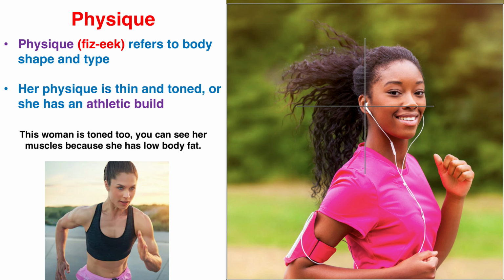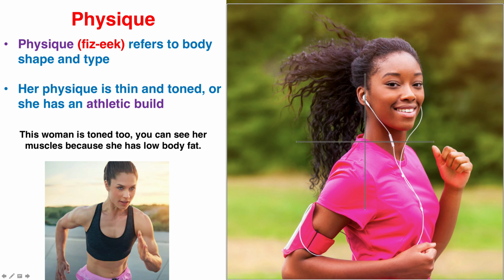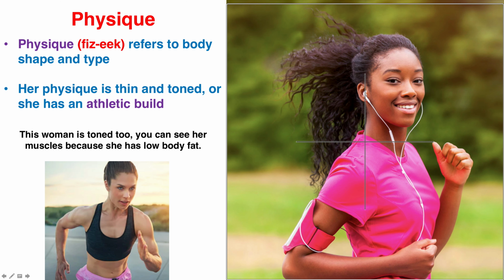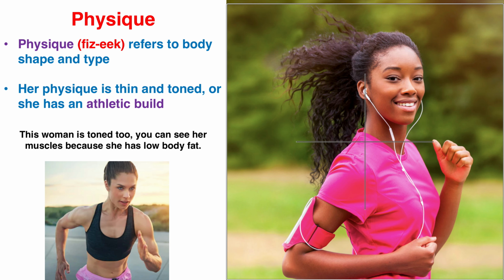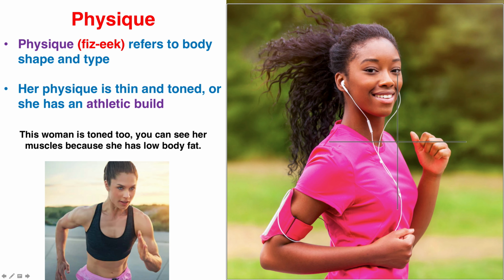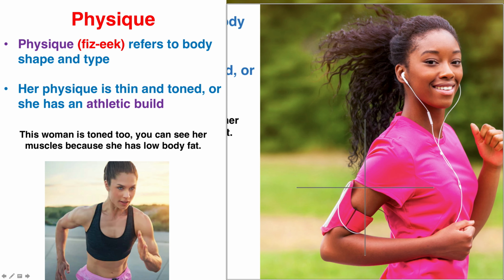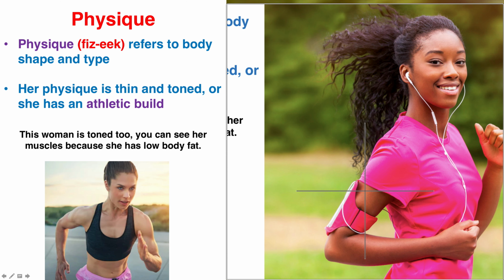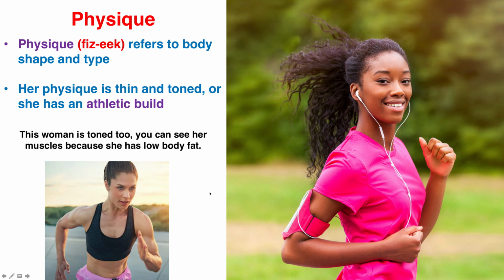Physique refers to body shape and type. So looking at the woman on the right, her physique is thin and toned. You can also describe this as an athletic build. So she's not very wide here in the shoulders, her arms aren't very wide, so you can describe her as thin. Toned means the muscles that you can see.